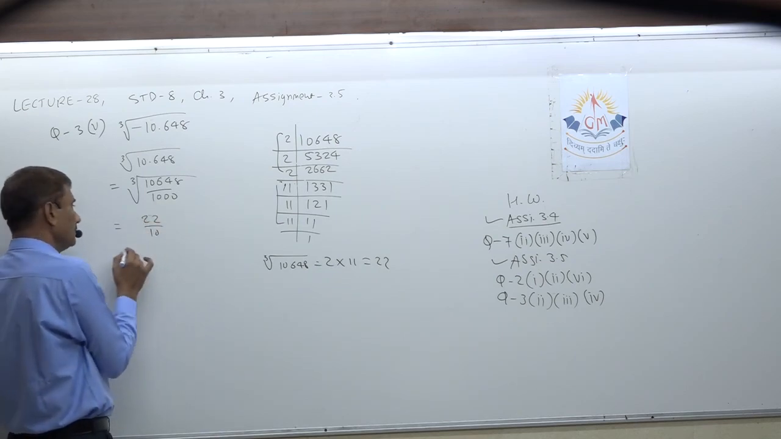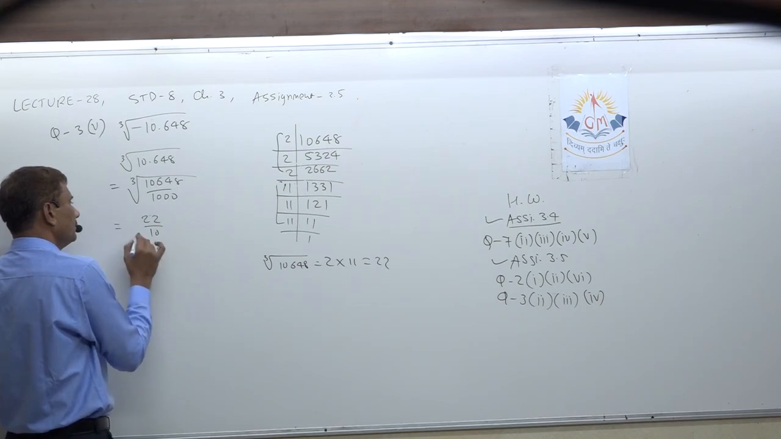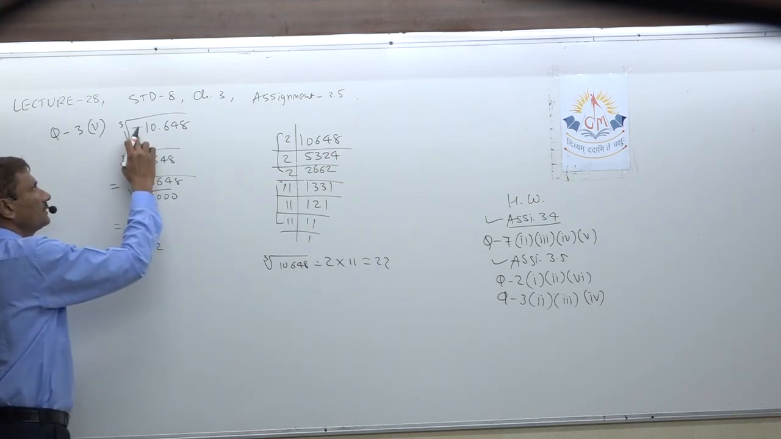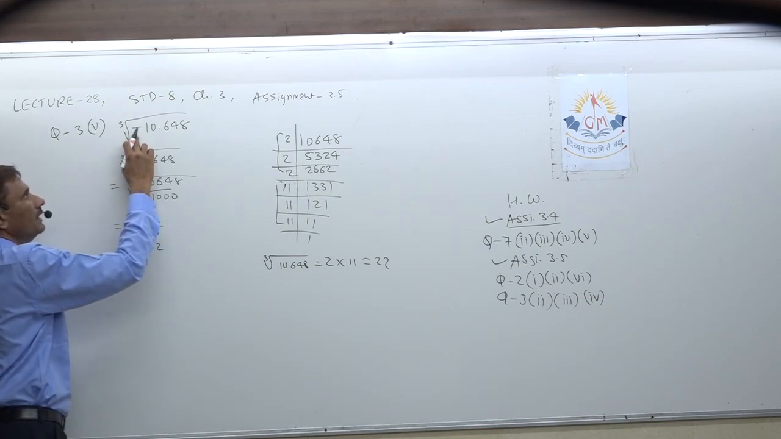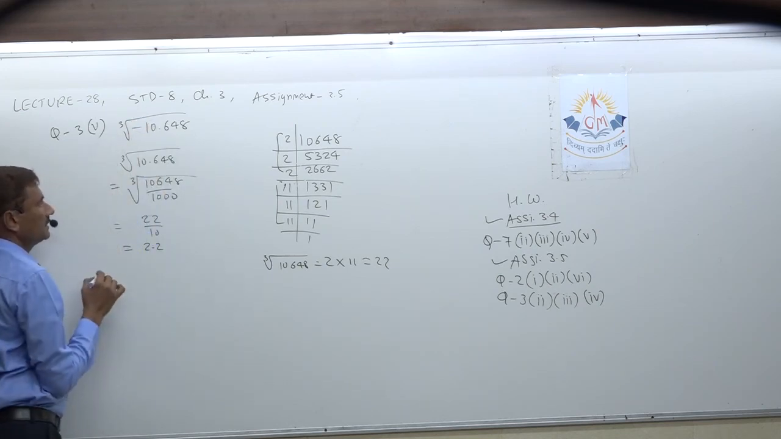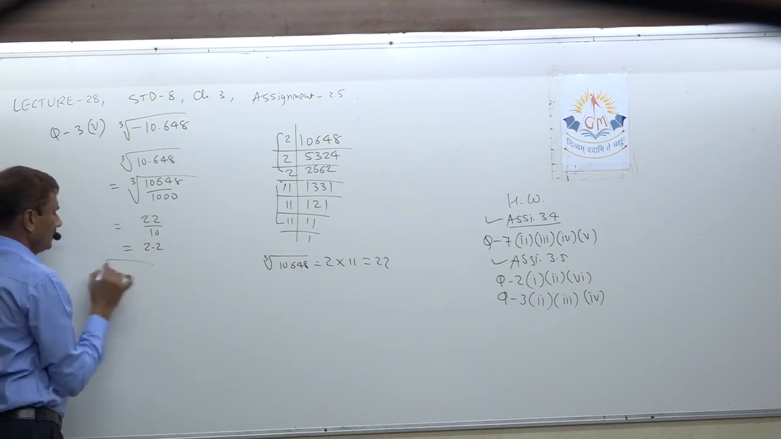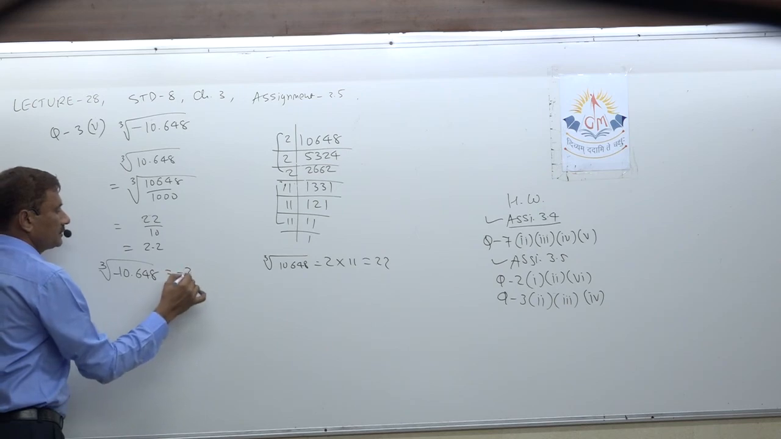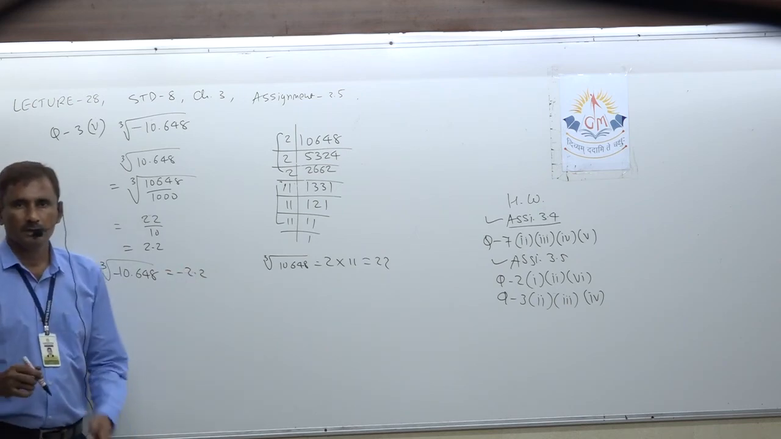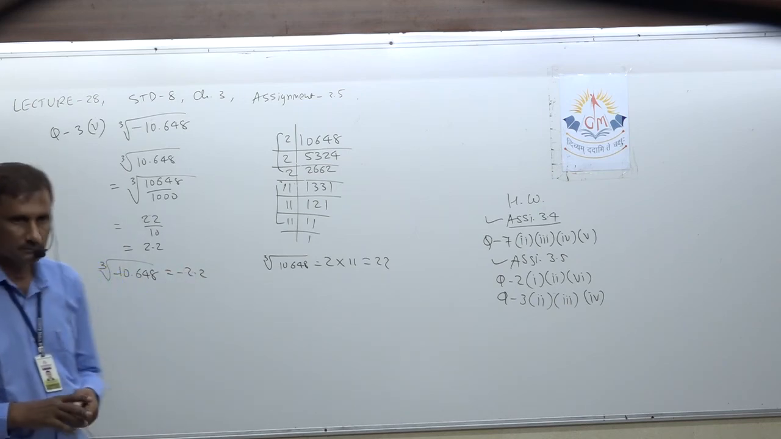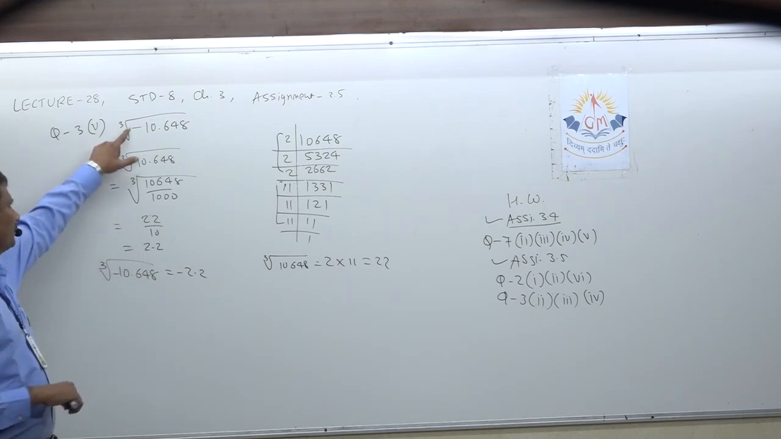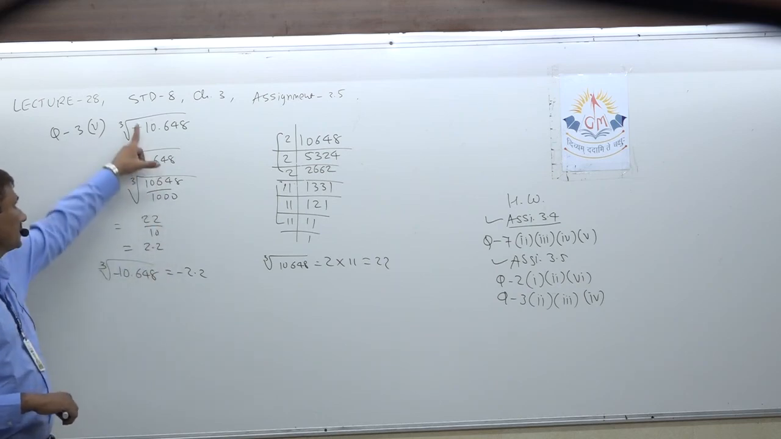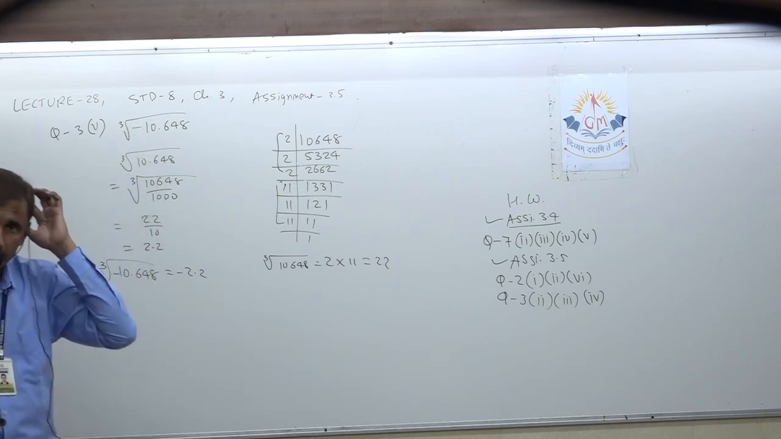The cube root of 1000 we know. So it will be 2.2. But 2.2 is the answer of this question. Actually we are asked to give the cube root of this number. So the cube root of minus 10.648 is equal to minus 2.2. Understood? Temporarily we removed that sign, a new question formed. We found the cube root of that one, and at last we have given the answer of whatever question they asked.